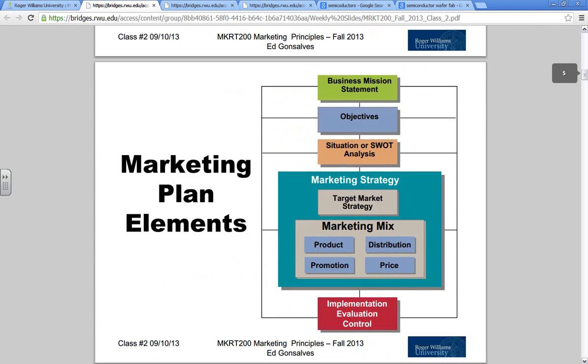Every marketing plan has these components. There's a business mission or a vision statement. You have certain objectives for the business. You do a situation or SWOT analysis, that's strengths, weaknesses, opportunities, and threats. Then you put together a strategy based on your findings. You target a market, and then you use the 4 P's, which are product, in this case it says distribution, that's place, promotion, and price, to figure out what you're going to do. Those are the volume controls, or the knobs you have to influence things.